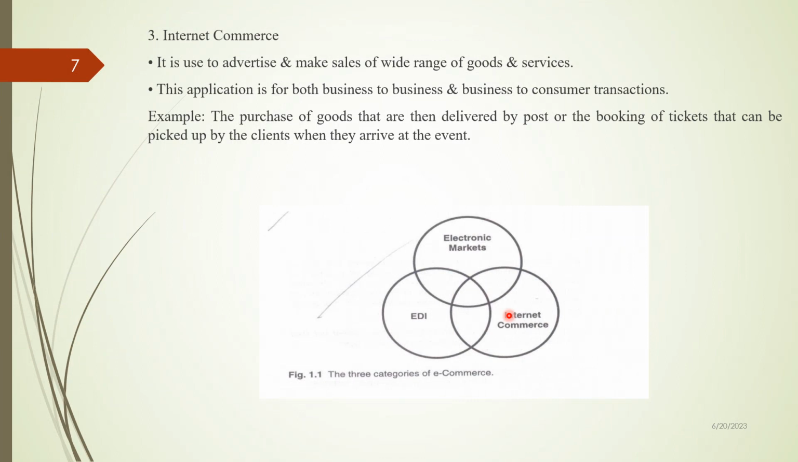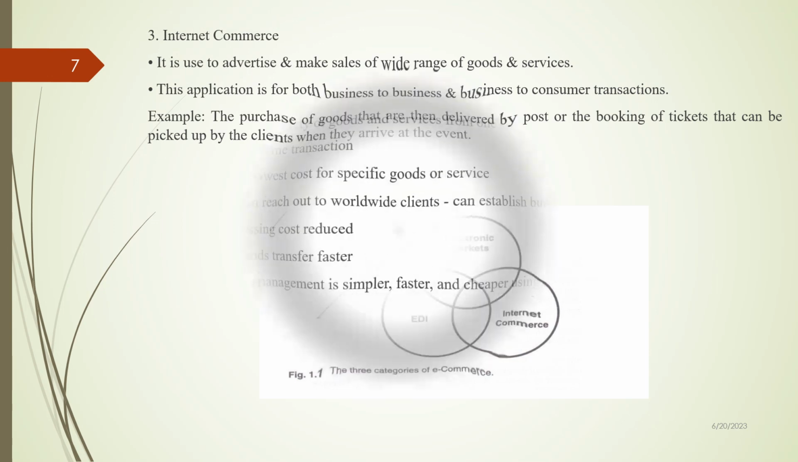Then we have slide number 7, internet commerce. It is used to advertise and make sales of a wide range of goods and services. This application is for both business-to-business and business-to-consumer transactions. Example, the purchase of goods that are then delivered by post, or booking tickets that can be picked up by clients when they arrive at the event. So we have EDI and internet commerce.